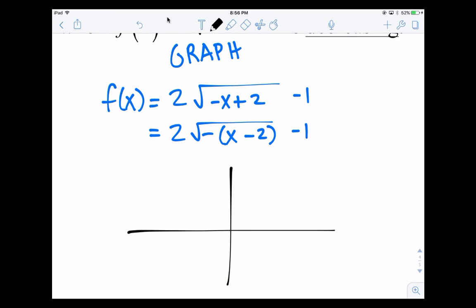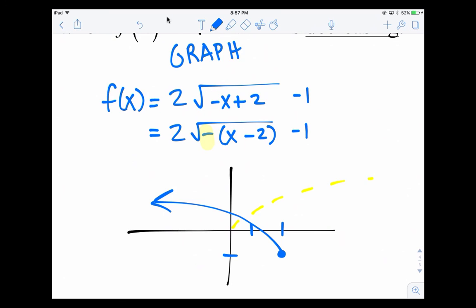So you have a regular graph. The square root usually goes in that direction. What you're going to do is move to the right 2 and then down 1. Based off of that, that's going to be your starting point. However, because of the y-axis reflection, instead of moving to the right, it's going to move to the left. So it's not going to look like that, it's going to look something like that. That's what that graph looks like.